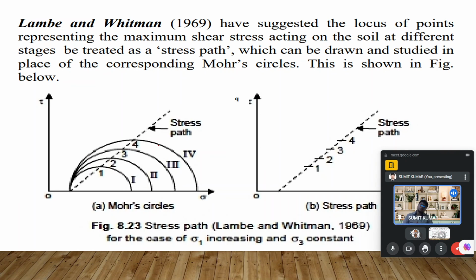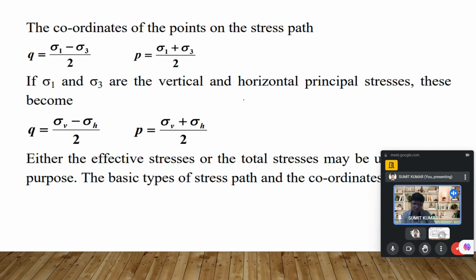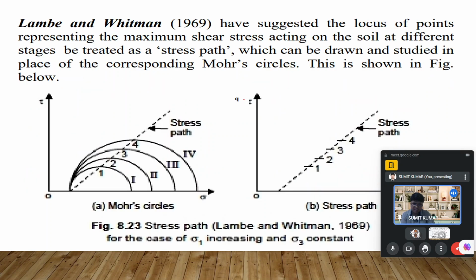So now, what are the things that take place? Specifically, when we draw the Mohr circle with the same sigma 3, we get the value of sigma 1, and when we join the topmost points of those circles, we are able to find the stress path. This stress path is drawn between two things, P and Q, and what the value of Q is and what the value of P is is very much understood by you.